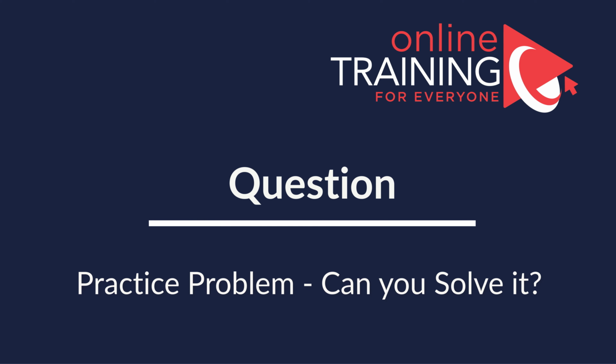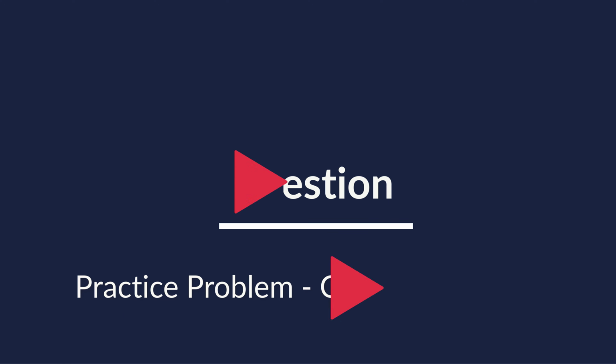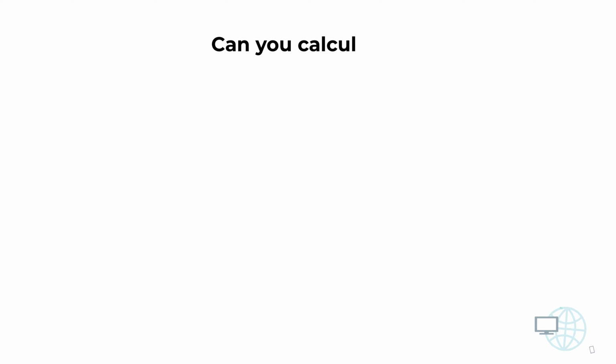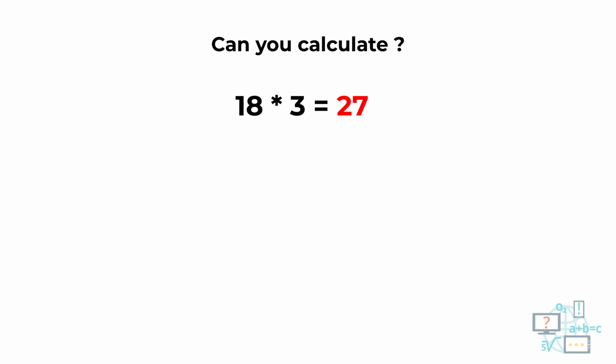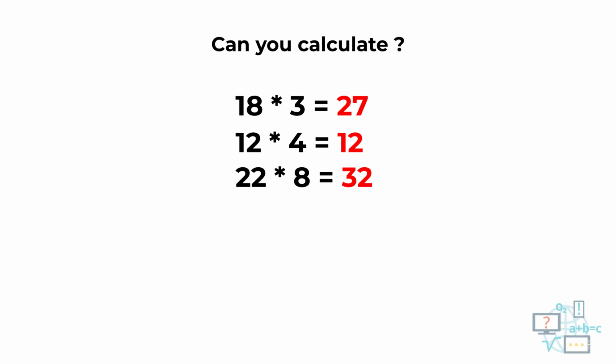And here is the practice question for you. You're presented with 3 full expressions, and you need to calculate the missing number in the 4th expression. Here are 3 full expressions. 18 by 3 equals 27. 12 by 4 equals 12. 22 by 8 equals 32. And you need to calculate the result of 12 by 9.